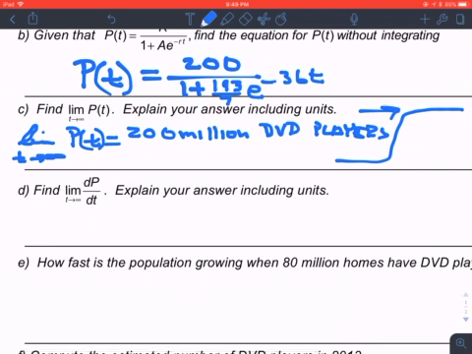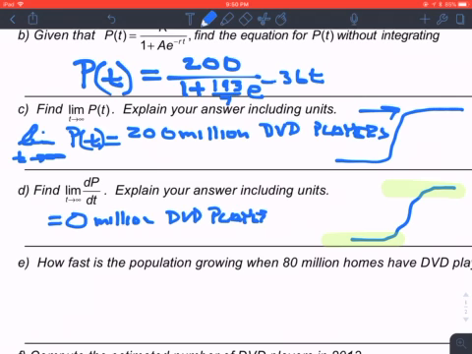Alright. Number 2, now we're going to do the same thing for the derivative. What I want you to think about is eventually the slope is equal to 0. In fact, if you go either direction, the slope is equal to 0. So this is going to equal 0, and including units, that's going to be million DVD players per year. That's the rate of increase at that point.